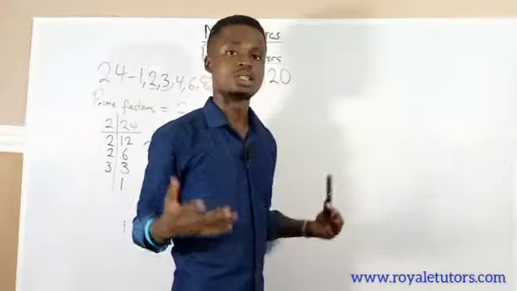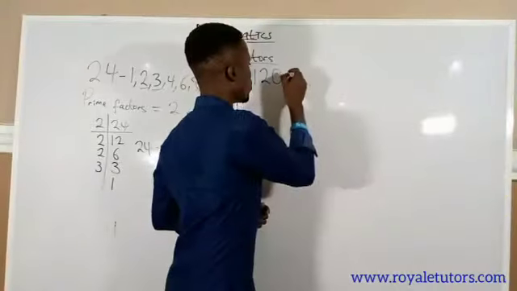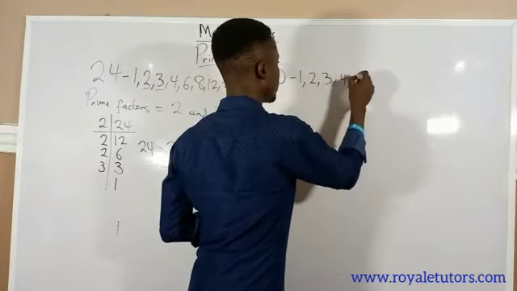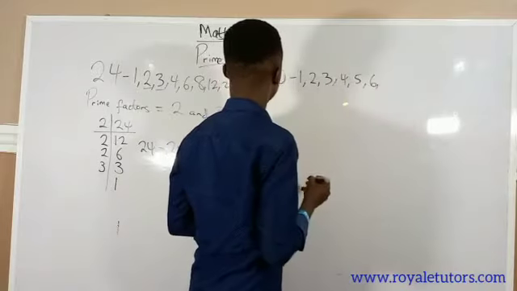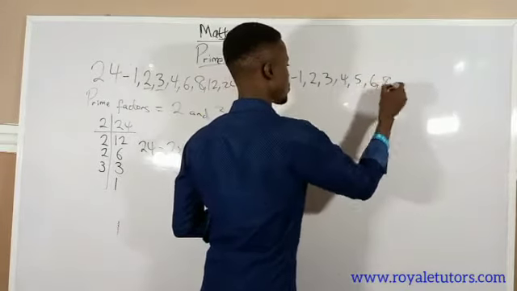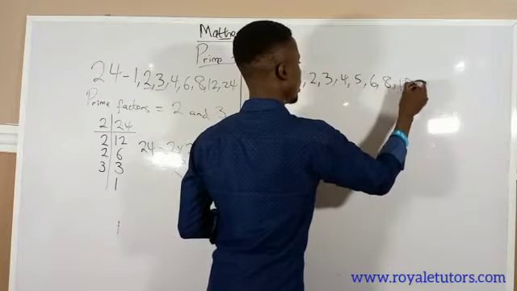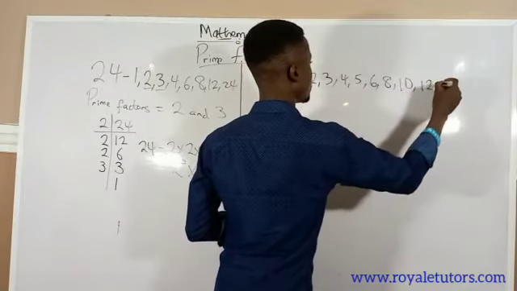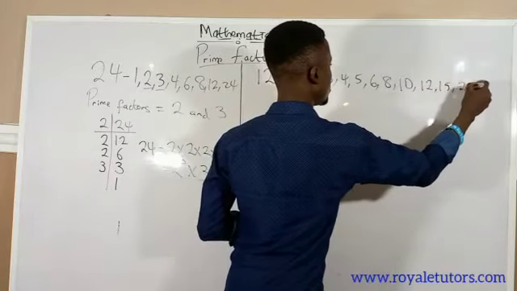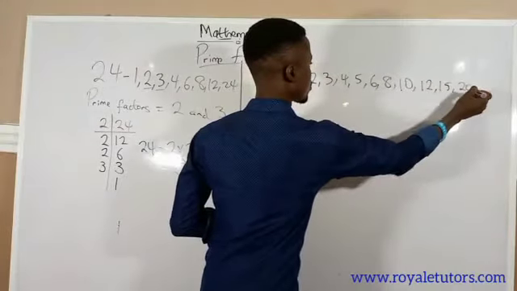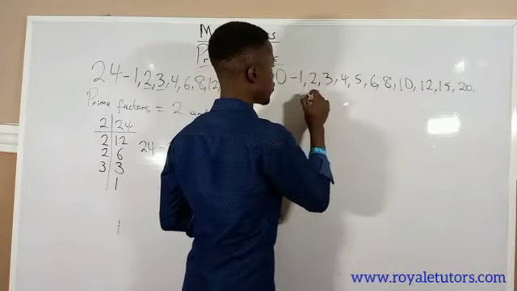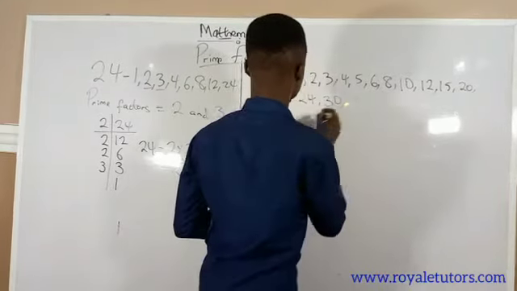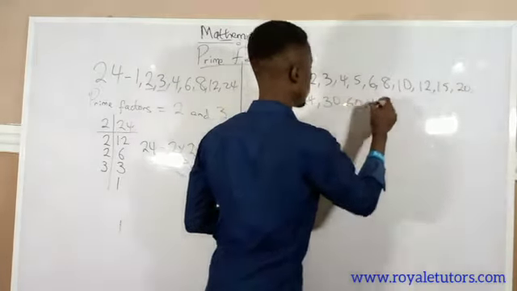120. You want to list out the factors of 120. You have them. 1 is a factor. You have 2. You have 3. You have 4. You have 5. You have 6. You have 8. You have 10. And then you have 12. 12 is also a factor. You have 15. You have 20. You have 24. You have 30. And then you have 60. Then you have 120 itself.